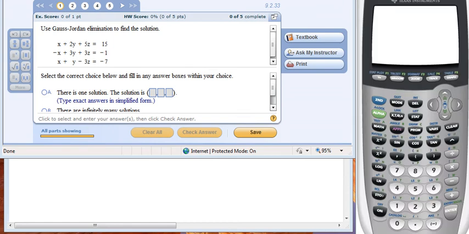Hi everybody, this is section 9.2. We're going to continue on with the same stuff that we did in 9.1.